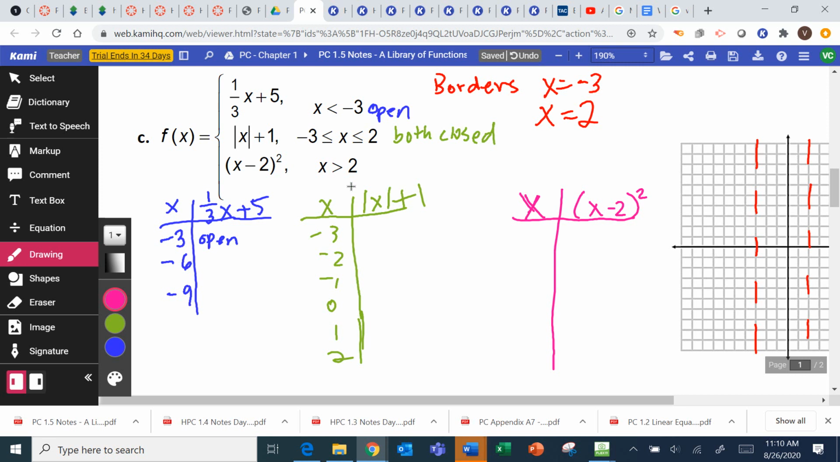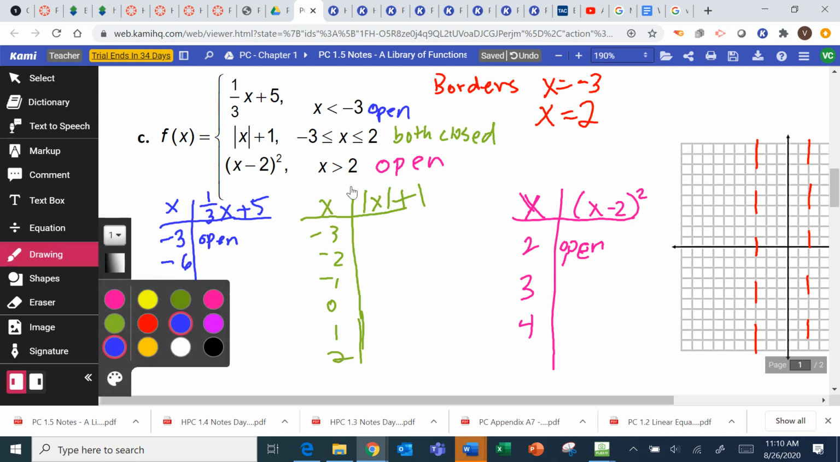So for that one I'm going to look up here and it says x is greater than 2. That's going to be open. And Belle, could you tell me x's that I should use? 2, 3, 4. But just to be safe, I'm going to mark 2 as an open circle. I want to make sure I remember that that one's the open circle because it's not really equal to it. All right, let's go fill in our tables.